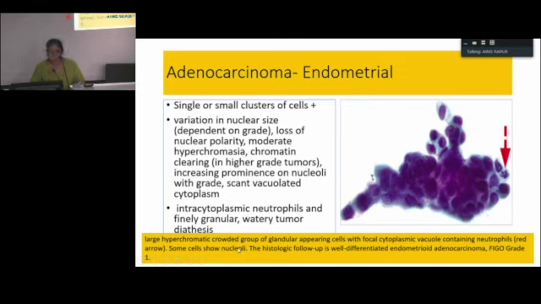Okay. Now, in this particular sample, how will you go in the algorithm? First, you identify the hyperchromatic, crowded group. Okay, and then you look at cytoplasmic vacuolation, neutrophils present or not, size of the nucleus, and type it as endometrial.